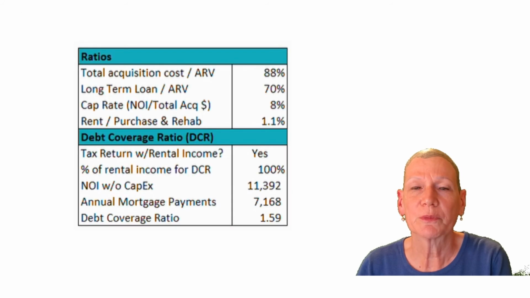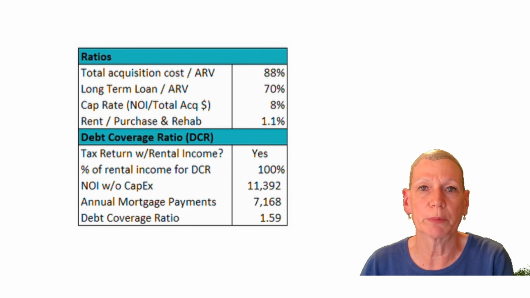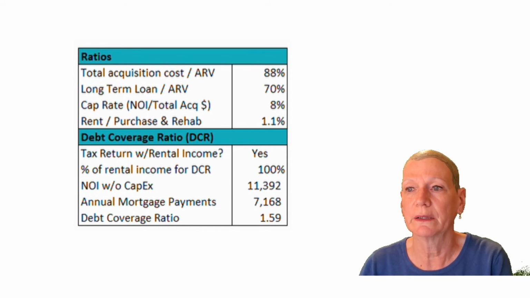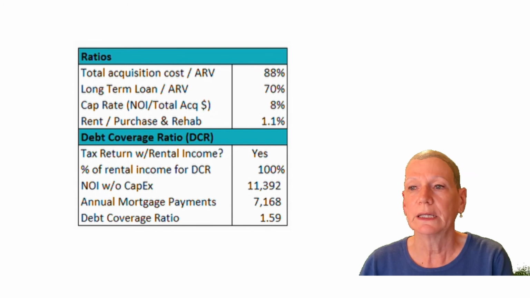The last section we're going to cover are the ratios. The first ratio you see here is the total acquisition cost divided by the after repair value. This is an indication of the amount of equity that you're able to achieve in the property right from the beginning. The next ratio is your amount of your long-term loan divided by the after repair value. This is the loan to value ratio that your long-term lender will be looking at. In this example, you see it's 70%.